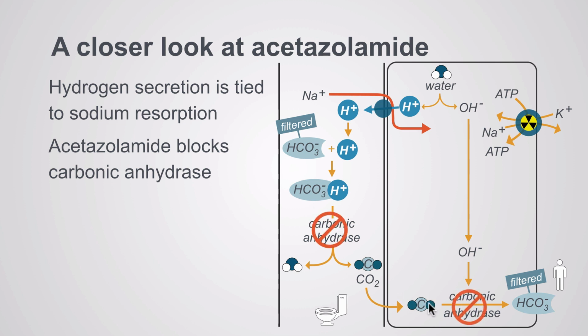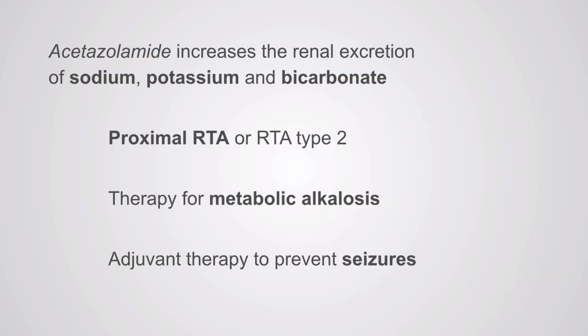How does acetazolamide play a role here? It blocks the two roles of carbonic anhydrase, and that essentially shuts down the entire pathway, blocking sodium reabsorption, hence the diuretic effect. In net, acetazolamide increases the renal excretion of sodium, potassium, and bicarbonate. That increased renal excretion of bicarbonate results in a proximal RTA, or renal tubular acidosis type 2. This can be leveraged to treat metabolic alkalosis, and it's used in adjuvant therapy to prevent seizures.